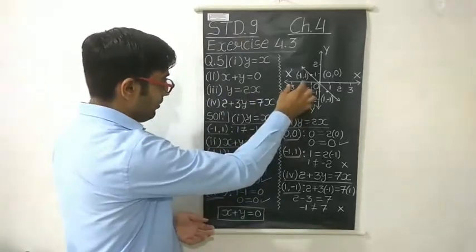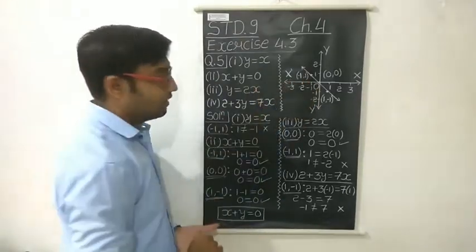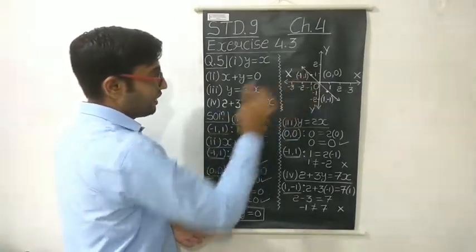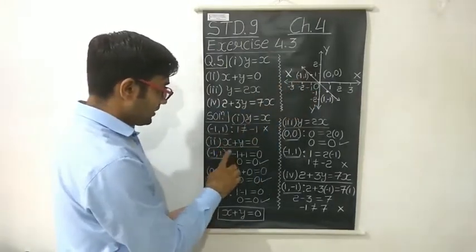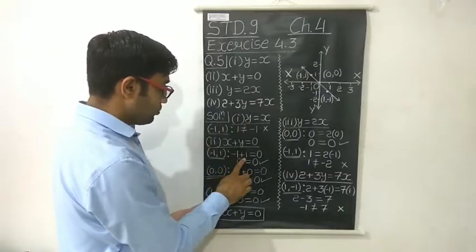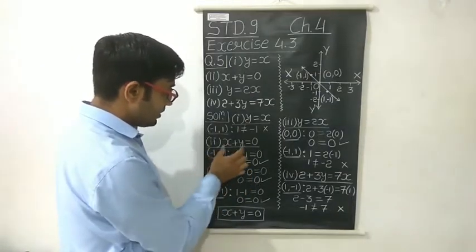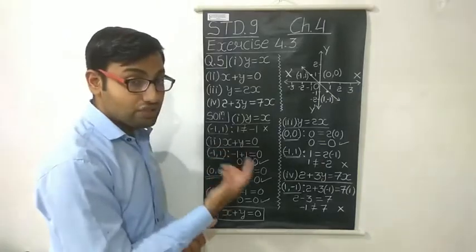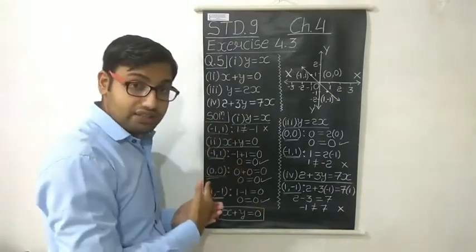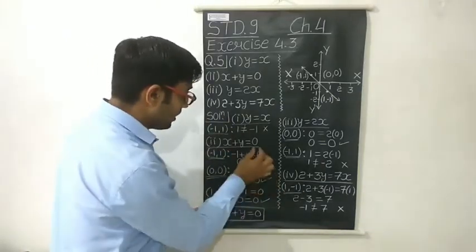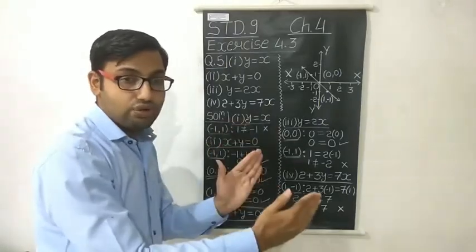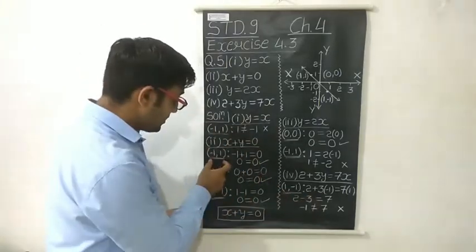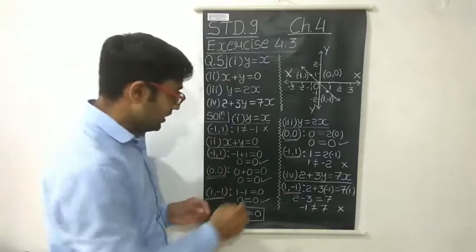Now put the values. The x coordinate is -1, the y coordinate is 1. Put x equals -1, y equals 1 in this equation, and we get -1 plus 1, which is 0. Left hand side is 0, right hand side is already 0. 0 equals 0. This point satisfies this equation, right?